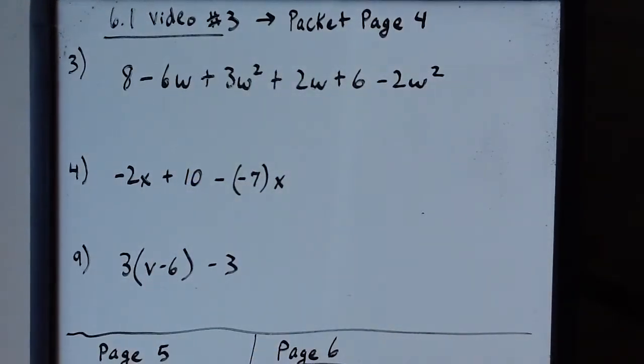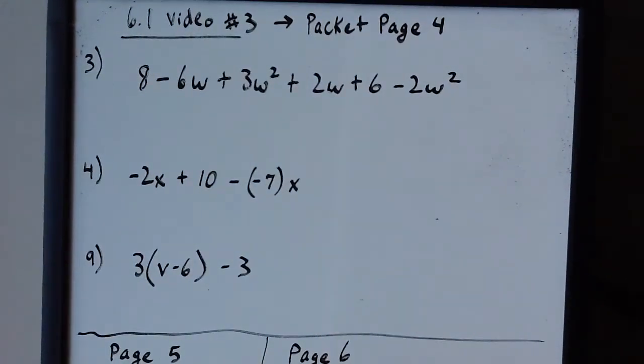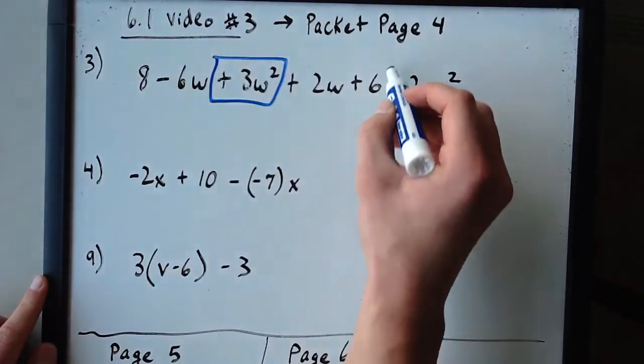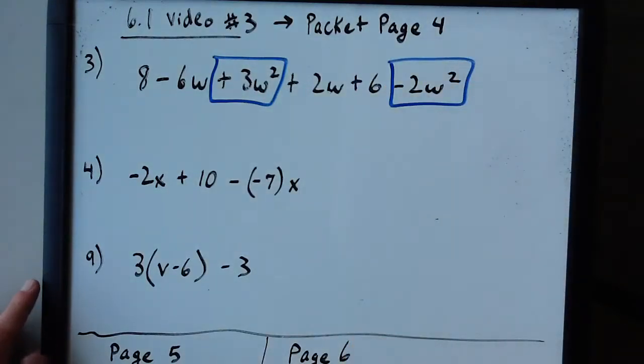Okay, so I have 8 minus 6w plus 3w squared plus 2w plus 6 minus 2w squared. Remember, for terms to be like terms, they must have two things in common. They must have the same variable and the same exponent. Here I'm going to start with my highest exponent, which is 2.